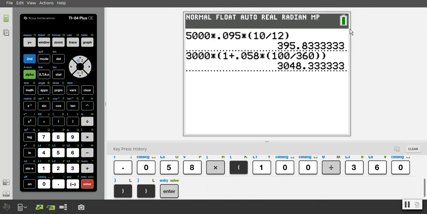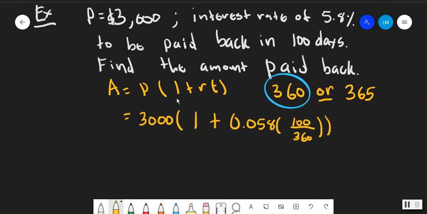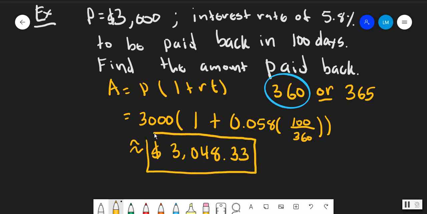Okay, so I have that there's $3,048.33 that's to be paid back within 100 days. So it's almost like 3 months, really. So we have that that's going to be $3,048 and 33 cents. Now, interestingly enough, you can solve for the interest to be paid back, but technically you already know what that would be. That would be PRT.